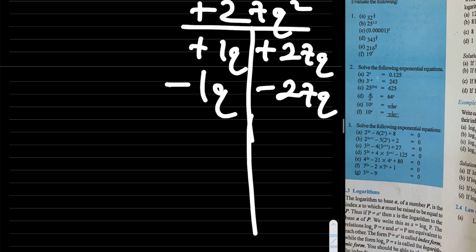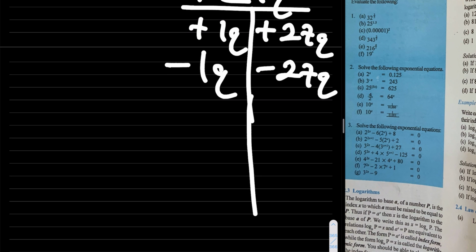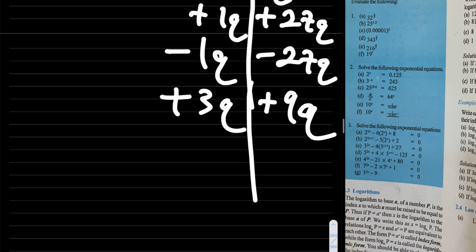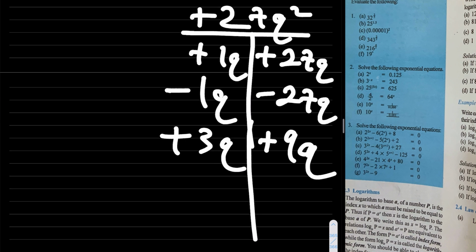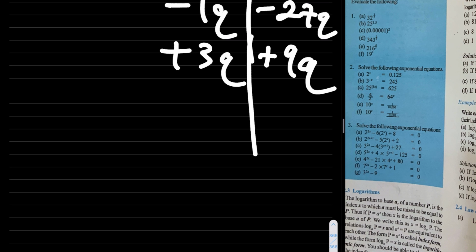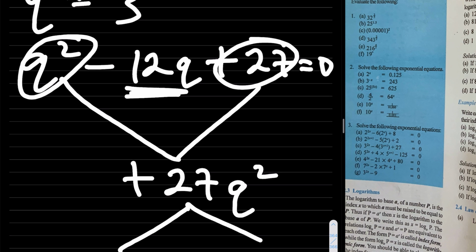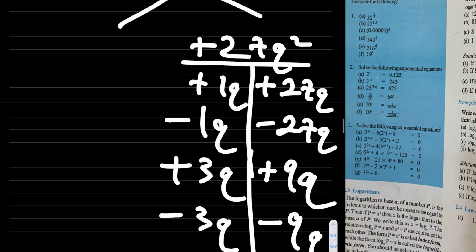This is a way to get the factors if you can't think of them immediately. It can also be plus 3q times plus 9q. This also gives you plus 27q squared, but when we add, we will not get minus 12. What else could it be? It can also be minus 3q times minus 9q. When we multiply these two, we'll get plus 27q squared. When we add, are we going to get minus 12q? Yes.